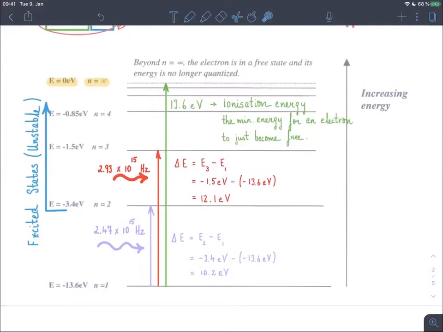In fact, this energy is not surprisingly called the ionization energy, and is defined as the minimum amount of energy needed by an electron to just become free. And why minimum? Because, of course, it could gain even more energy than this value. The excess energy would appear as kinetic energy of the now free electron. And it is important to note that the energy of a free electron is no longer quantized, which means that it can now have any value of energy.